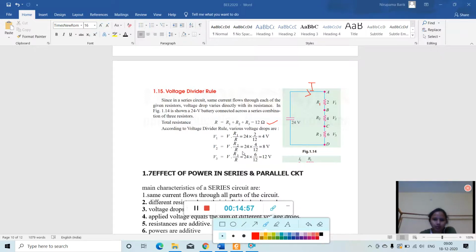So V2 is equal to V into R2 by R equivalent, because the total voltage is V and the voltage across which we have to find out, V2, is R2 divided by R equivalent, that is R1 plus R2 plus R3. Again V3 is equal to the total voltage V into the same resistance R3 divided by R equivalent. So in this way we can find out various voltage drops across the different resistors connected in series. Okay.